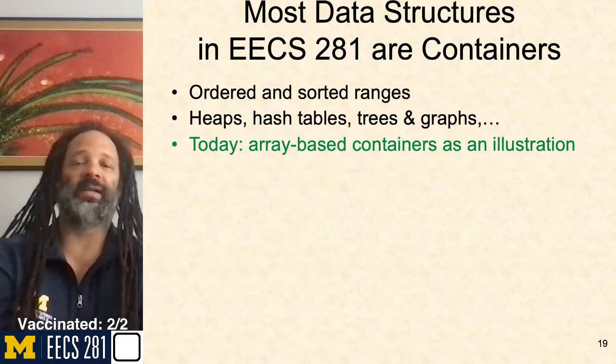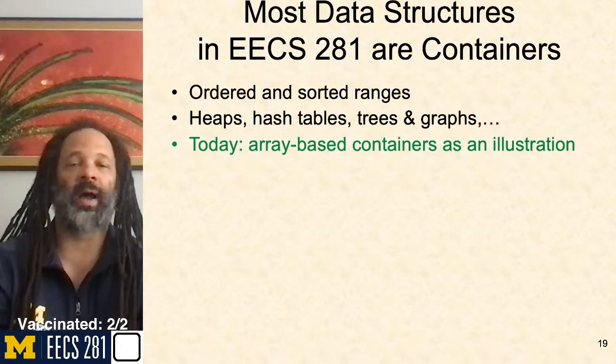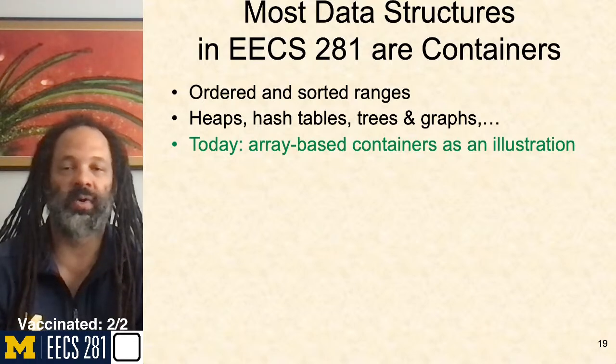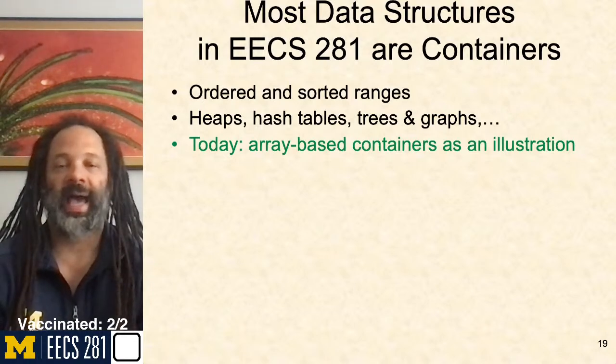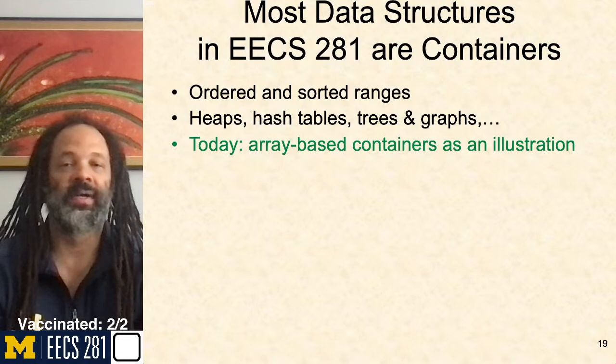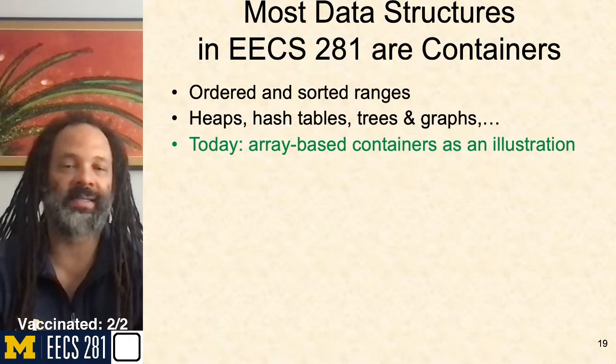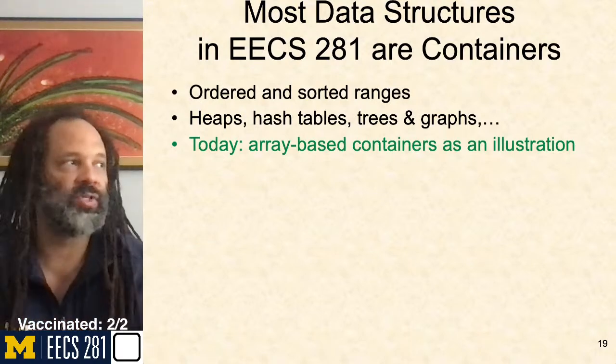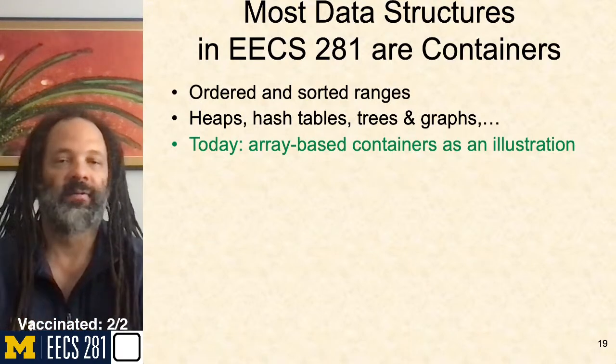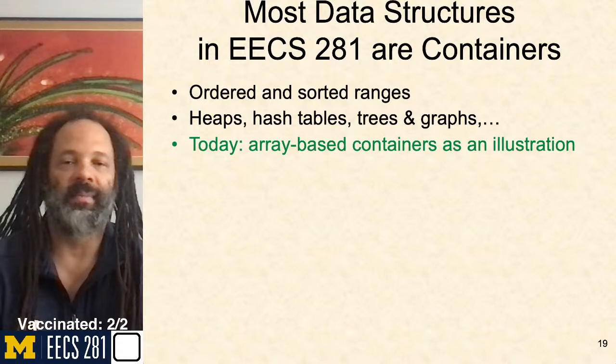Most of our data structures in 281 are going to be containers. We'll be looking at things that do ordered and sorted ranges. We'll be looking at heaps, hash tables, trees, and graphs. We're going to do this example today, which is how do I make an array-based container that has bounds checking on it. So I'm going to use this for my illustration purposes.